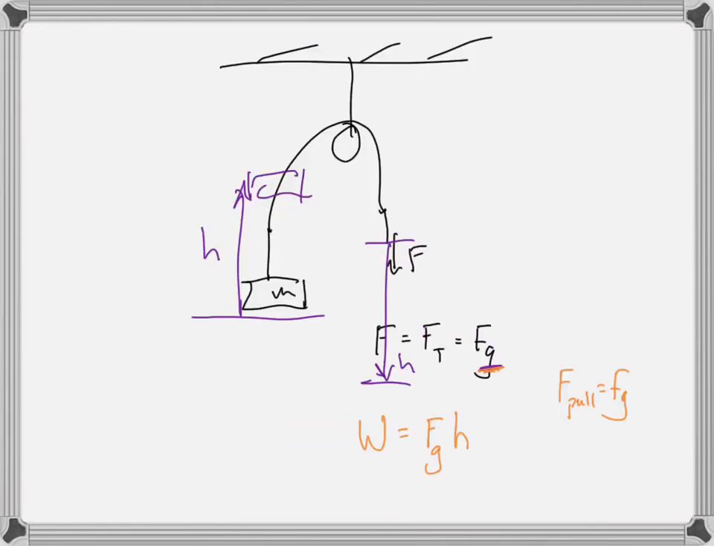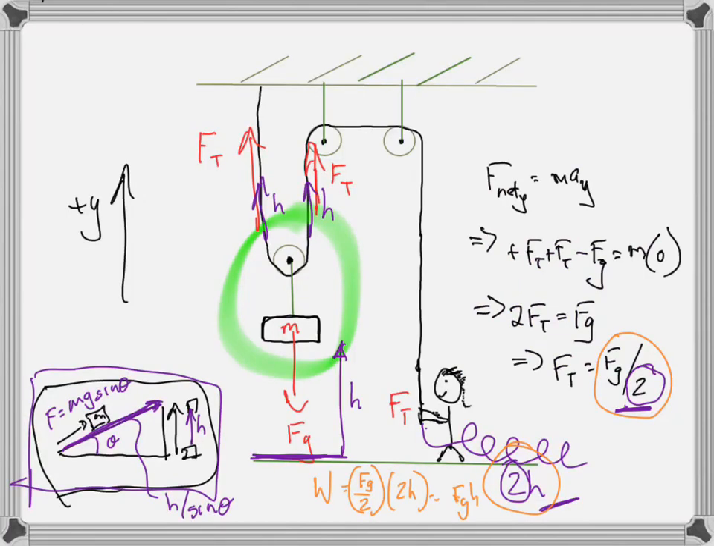Look, it's the same. Fg times h is Fg times h, even though the force I'm pulling with is something different than Fg. It's smaller. It's Fg over 2. The work I'm doing is still the weight. The Fg is F sub g, right? Be careful, that's not F times g. Sorry, that's F sub g, the gravitational force.